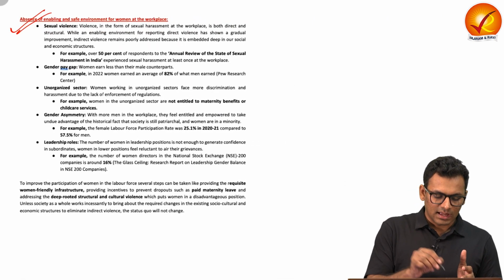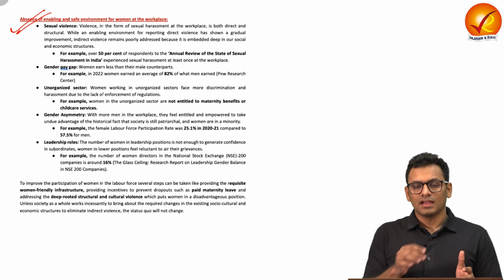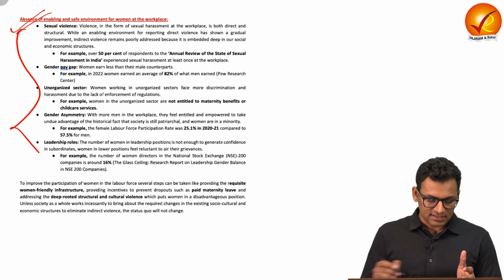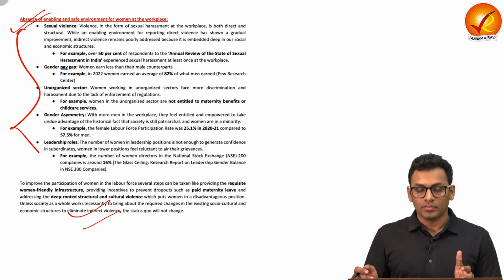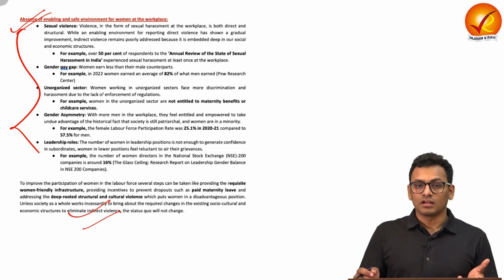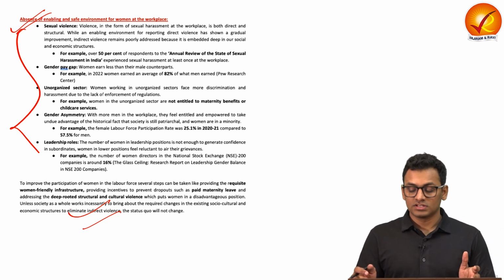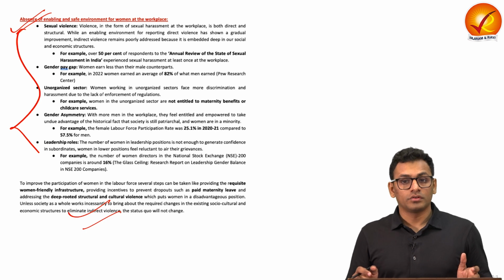Then you can talk about the absence of an enabling, safe working environment and list down the point with other factors as well. And in the conclusion, you can talk about the measures that are required to bridge the gap. So that is all for question number 1. Let's move on to question number 2.